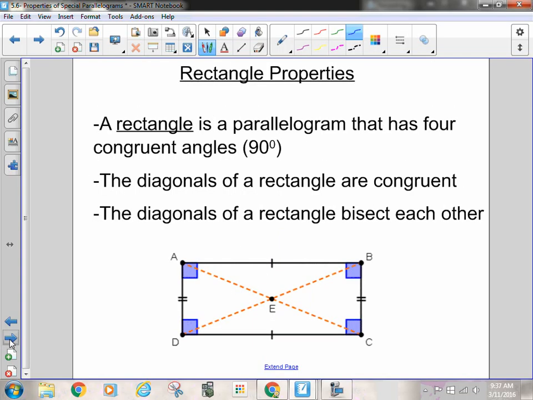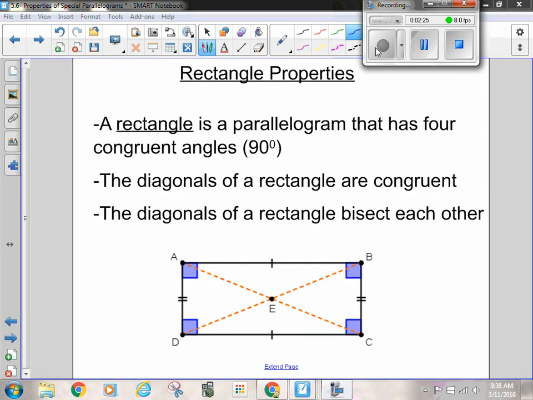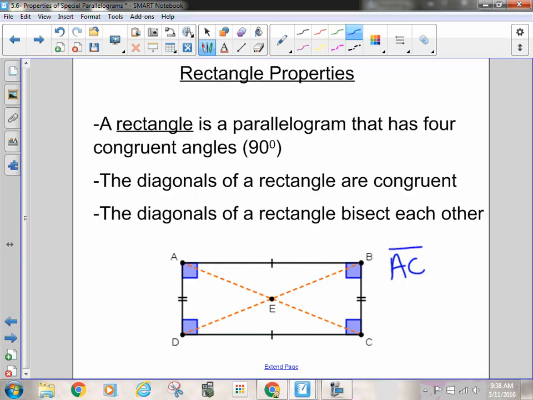All right, another special type of parallelogram is a rectangle. A rectangle is a parallelogram that has four congruent angles. So those corner angles are now 90 degrees. A rectangle still follows all the same properties of a parallelogram, but has a couple additional properties. The diagonals of a rectangle are congruent. So my diagonals, like AC, is congruent to BD. The diagonals are congruent.